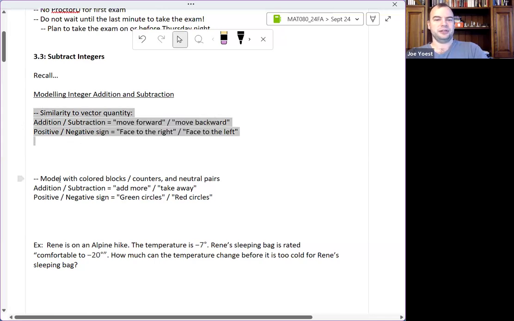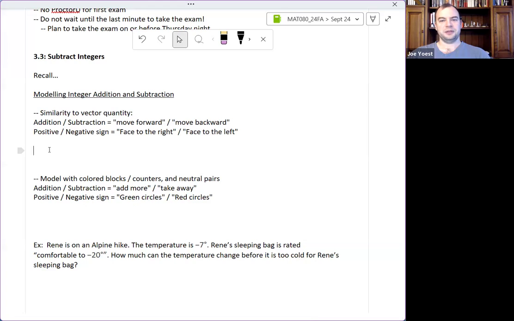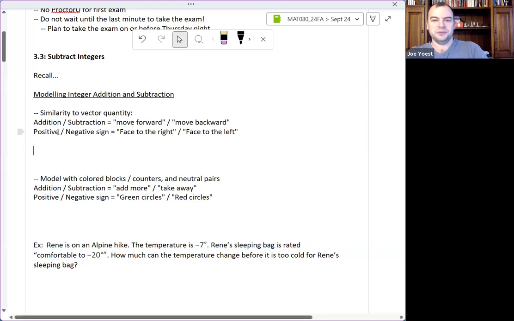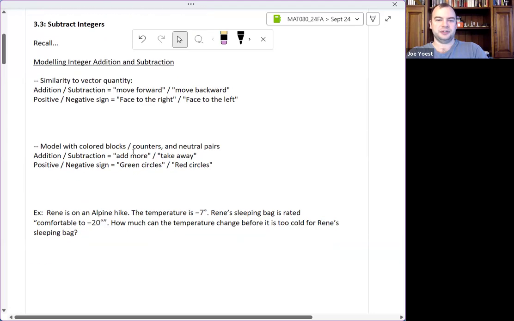We can think of this in maybe two different ways. We can think of it as a vector quantity, a quantity with both size and direction, an integer number. And we can think of addition and subtraction as saying move forward and move backward. And the positive or negative sign of the thing we're adding or subtracting is telling us which direction to face, to the right or to the left.